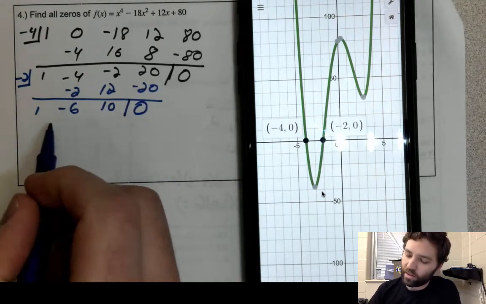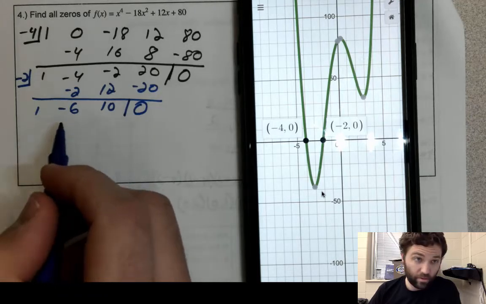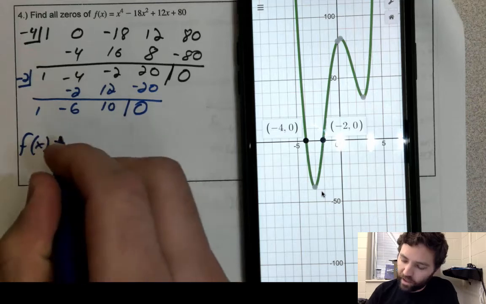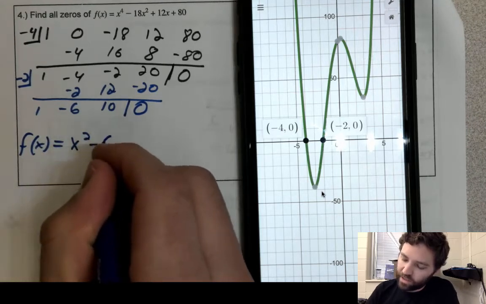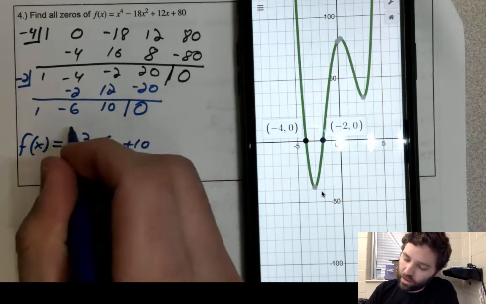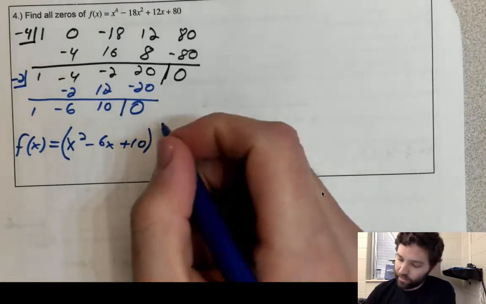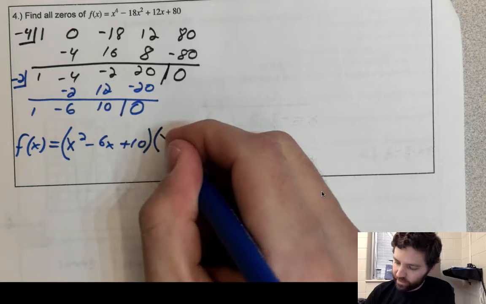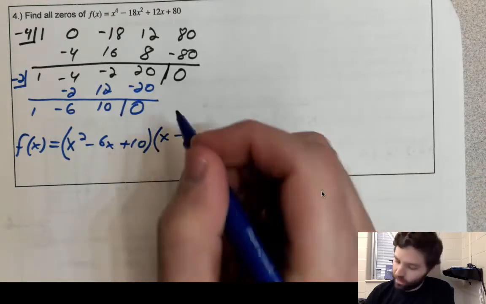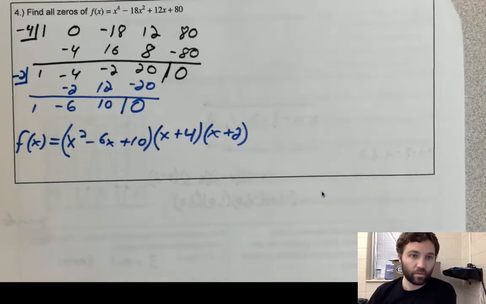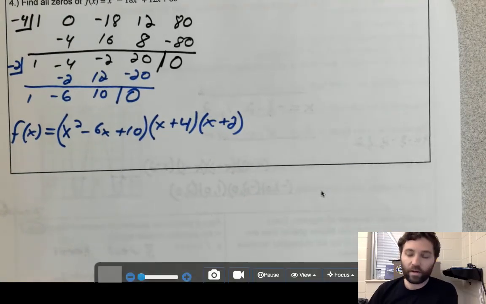Okay, so now I'm down to this quadratic right here. So to write that out explicitly, just to show you where we're at, I'm going to have x squared minus 6x plus 10, and that's all going to be multiplied by x plus 4 and x plus 2. Okay, so that's where I'm at.